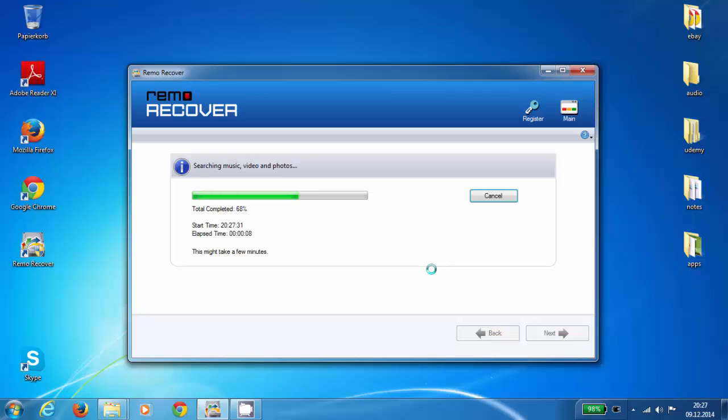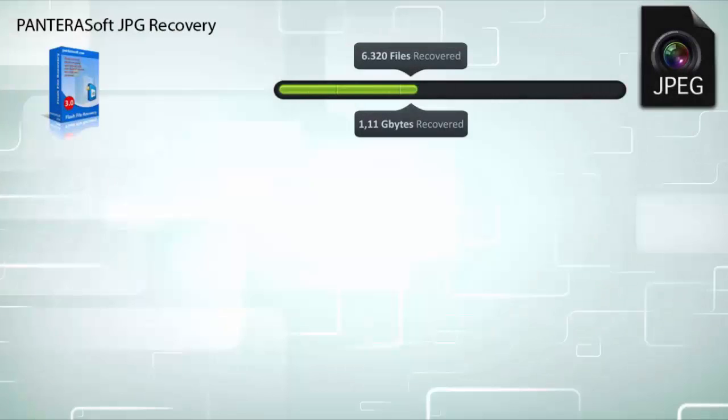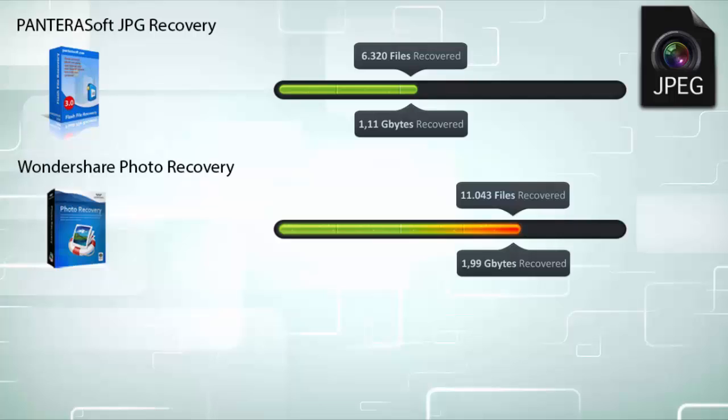I tested and how many of my image files each of the programs could recover. Here are my top 3 photo recovery programs. The first one in the list is Pantera Soft JPEG Recovery. This one was the fastest program to scan and recover the files, but I only recovered 6,320 files with a size of 1.11 gigabytes on this laptop. The second program was Wondershare's Photo Recovery. It ran through quite fast and it was able to recover 11,043 files with a total size of 1.99 gigabytes.